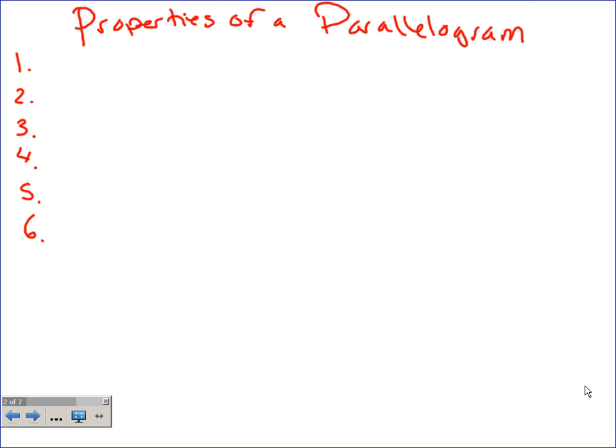I wasn't meaning for this to really be a humbling experience for you, but hopefully you got some qualities of a parallelogram. Okay, it is a quadrilateral. So what do we know about every single quadrilateral? Four sides. Okay, it has four sides. It has four interior angles. Got it? What else do we know about every single quadrilateral?